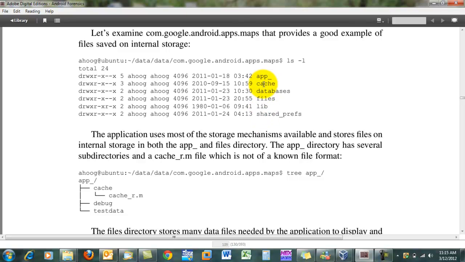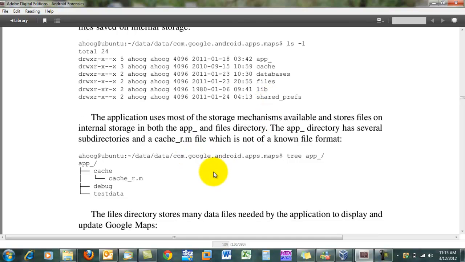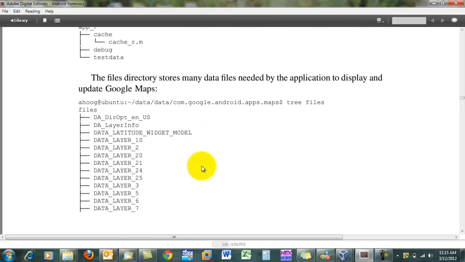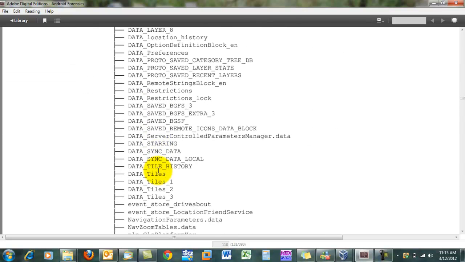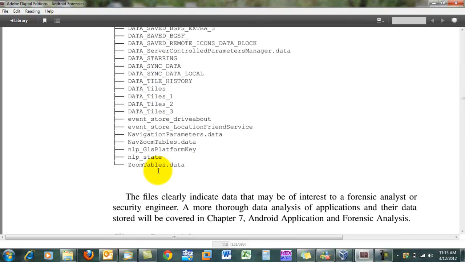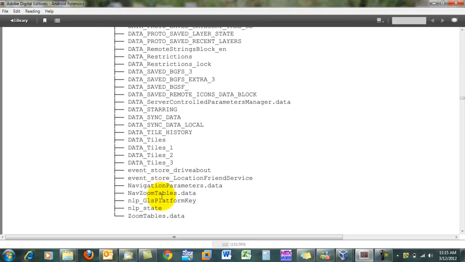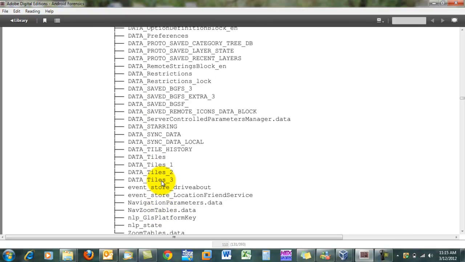In particular, we can see the shared preference, which we were talking about just now. Some data might be interesting forensically or might not be. If you look at the tree map, you can see the number of data stored there. These are the files stored by Google Maps. Based on this, it will give you some ideas of what type of maps has been used by this phone while using Google Maps.